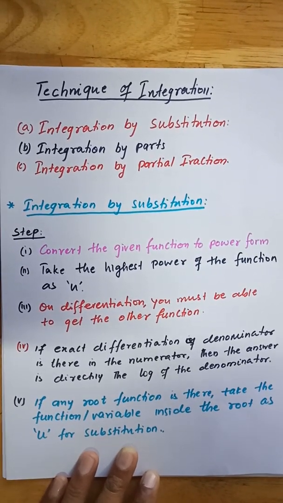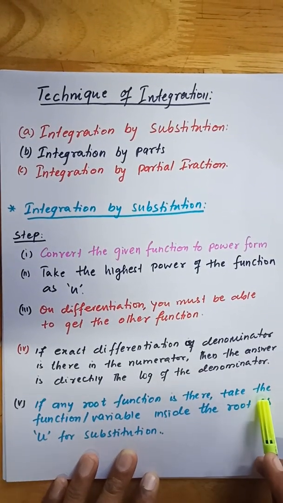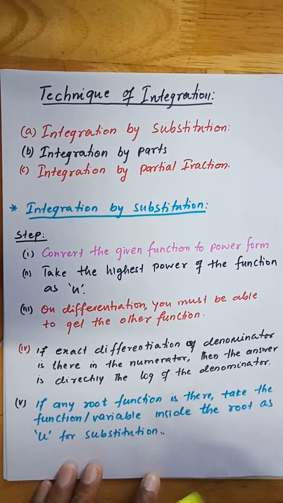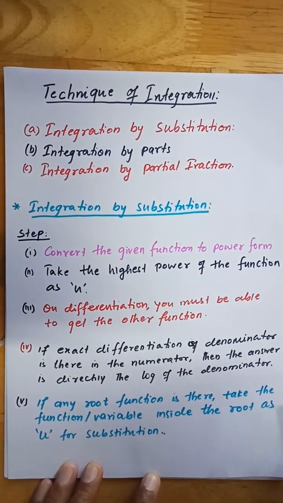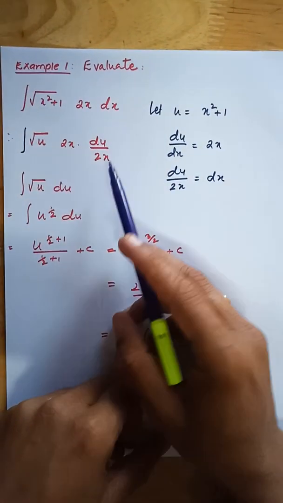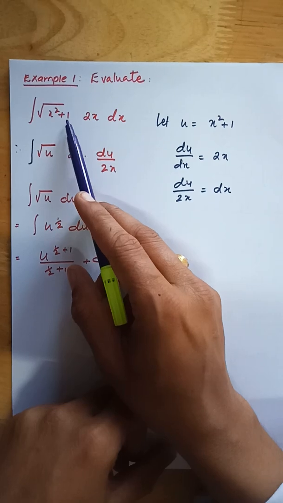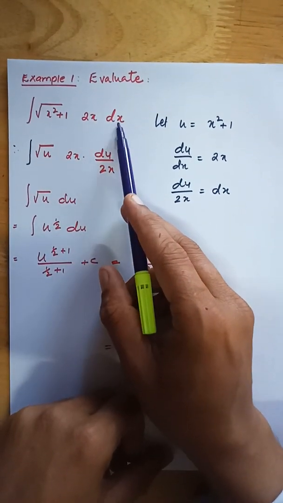This technique would work in your MCQ. If any root function is there, take the function or the variable, whichever is there inside the root, as u and substitute. Okay, let's take an example. Integration of root of x square plus 1 into 2x dx.